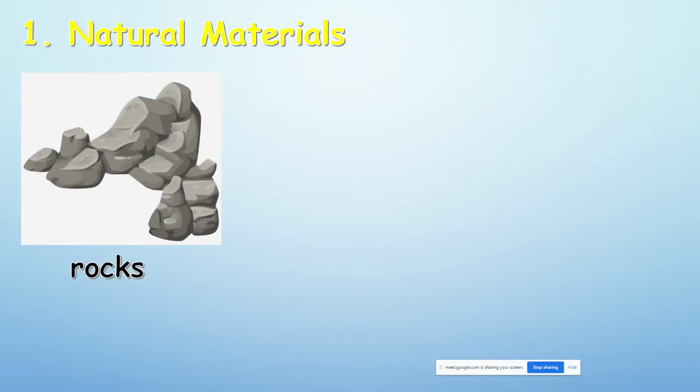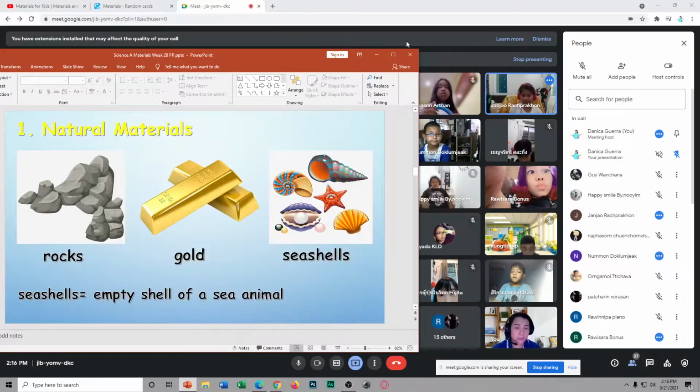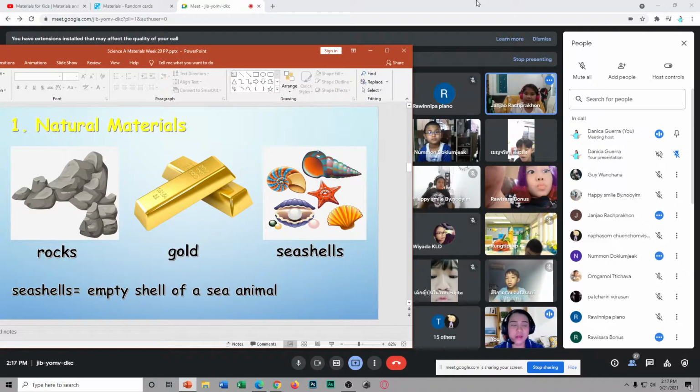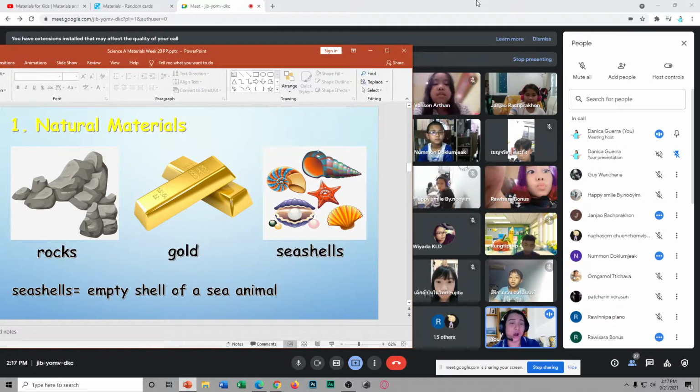Examples of natural materials: the first one is rocks. Where do you usually see rocks? To build the house. Yes, but in which place do you see rocks? In the forest. Yes, where else? Actually, you can find rocks everywhere, right? Even outside your house, there are rocks. Okay, now, what kind of things are made of rocks?